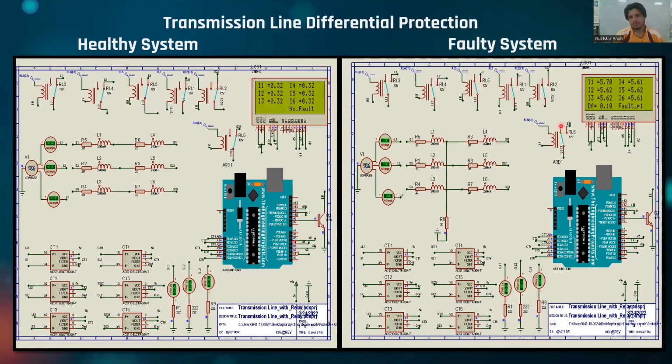This is the faulty system where the current exceeds the predetermined value of 0.05, and the difference is 0.1, and the fault occurs in phase A. Because the current exceeded the predetermined value, the difference we have seen there was 0.1, which is the faulty system, and it shows that the fault occurs at P1.